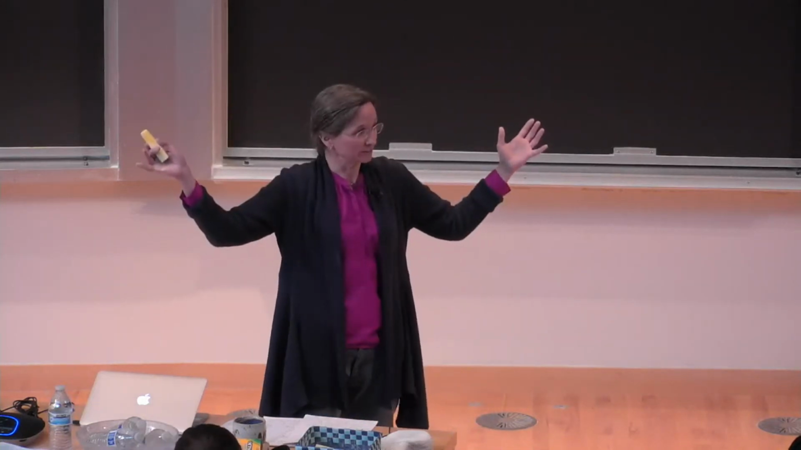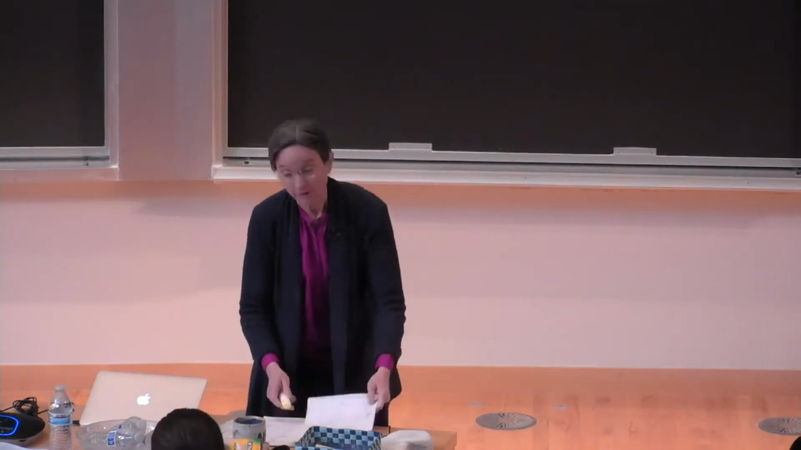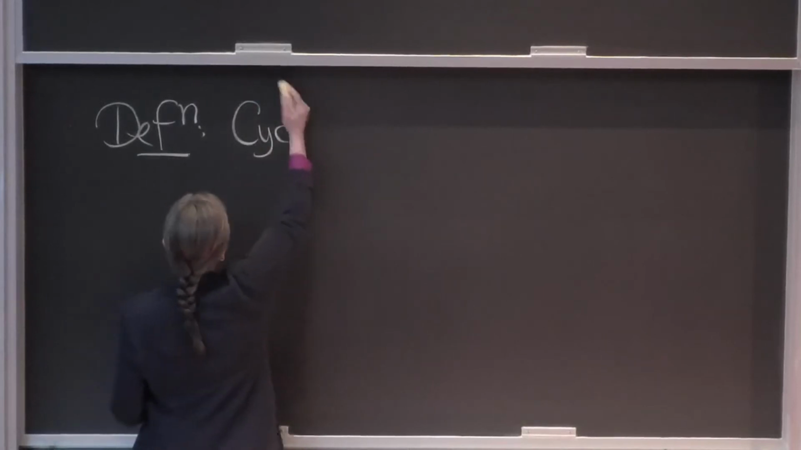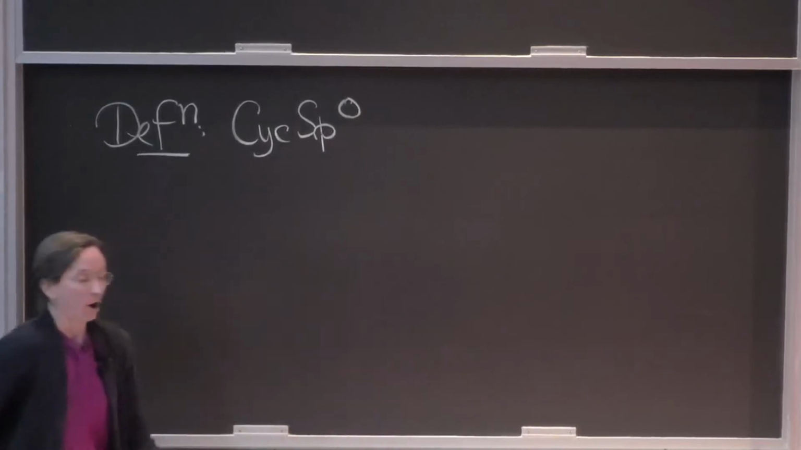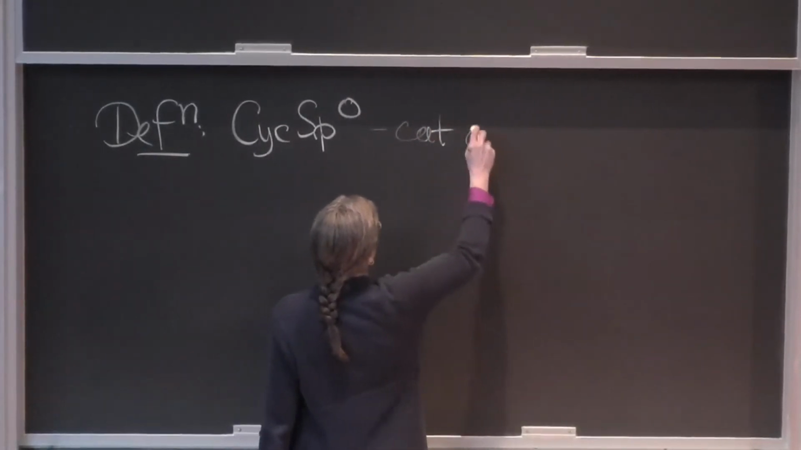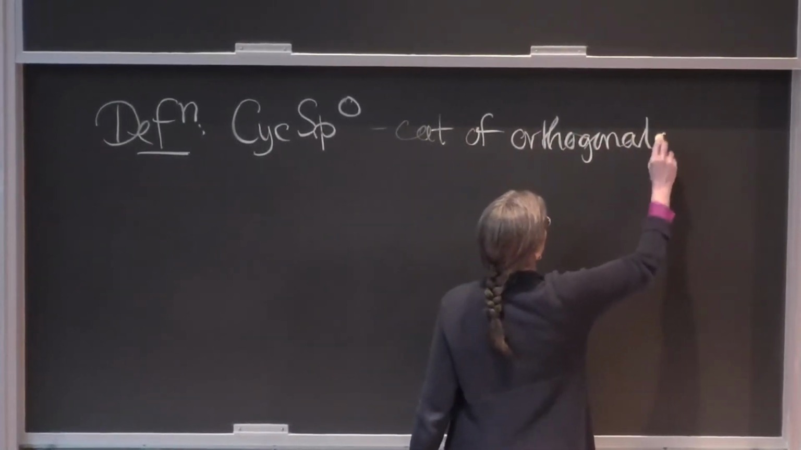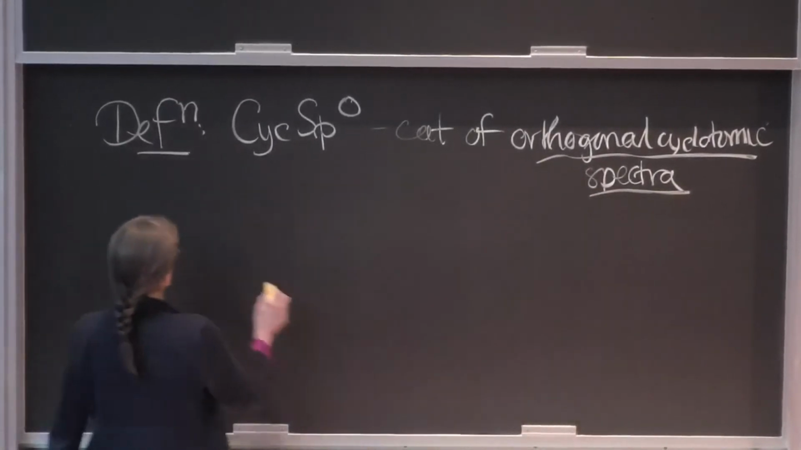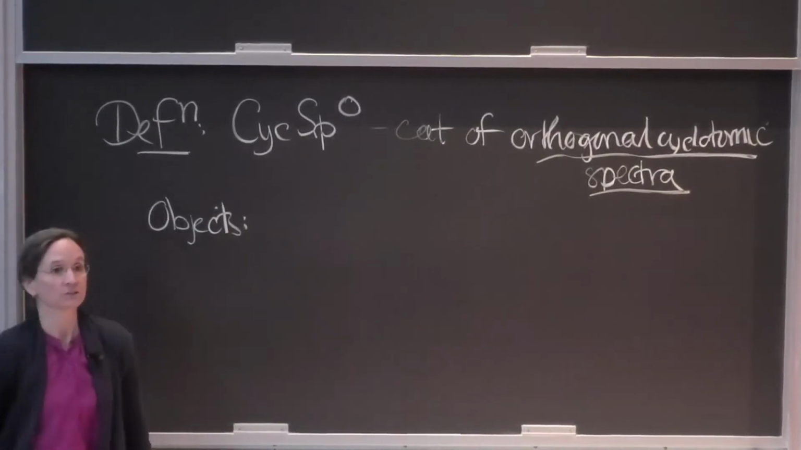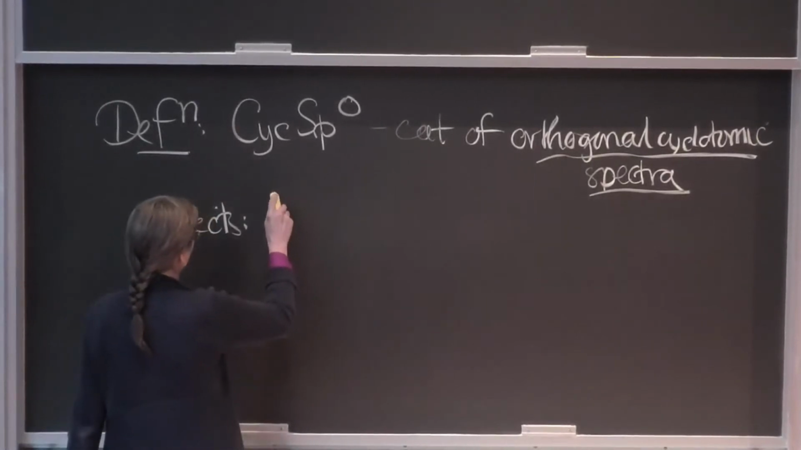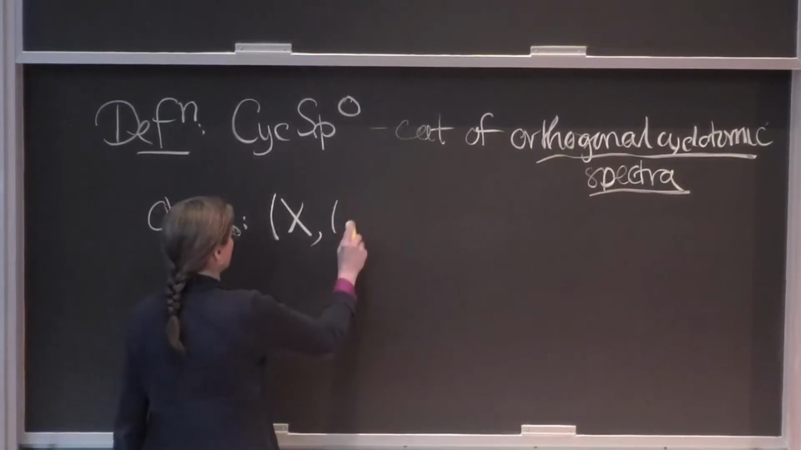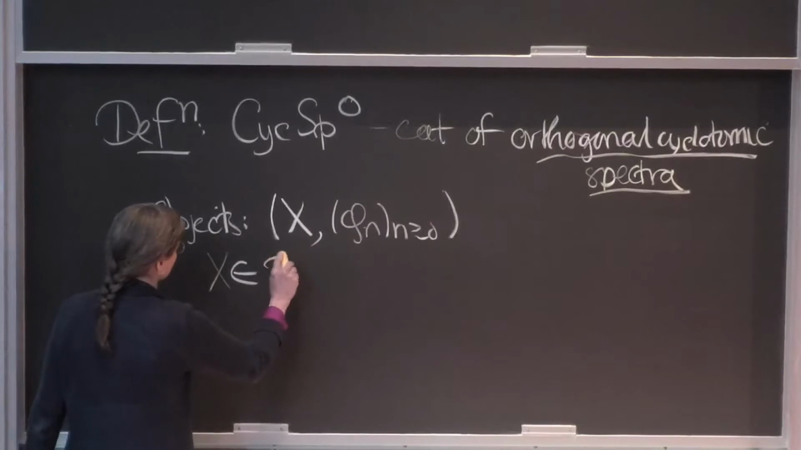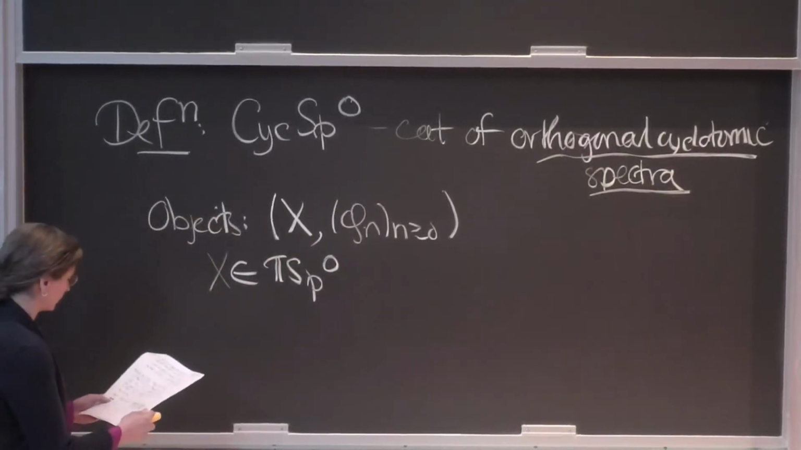So now that we have all that put together, I can introduce the category of orthogonal cyclotomic spectra. Definition: we're going to talk about the category of orthogonal cyclotomic spectra. So what are the objects in this category? To start with, it's going to be a pair of things. It's going to be an orthogonal T spectrum, and then a bunch of maps. So our X is an orthogonal T spectrum. And what are these maps phi n?